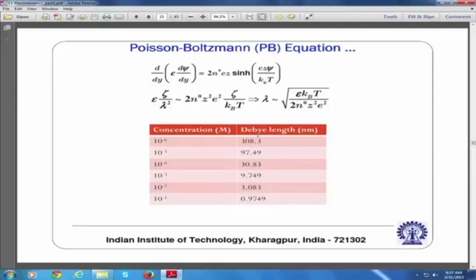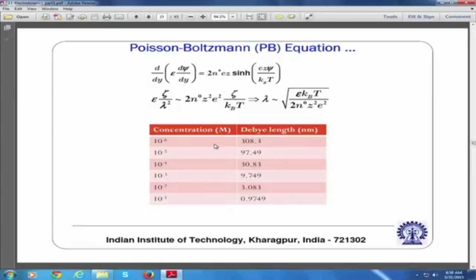If the concentration is 10 to the power minus 6 molar, the capital M, as you know, is moles per liter, that is a very dilute concentration, and it will give a Debye length of around 308.3 nanometer. So roughly of the order of around 500 nanometer.